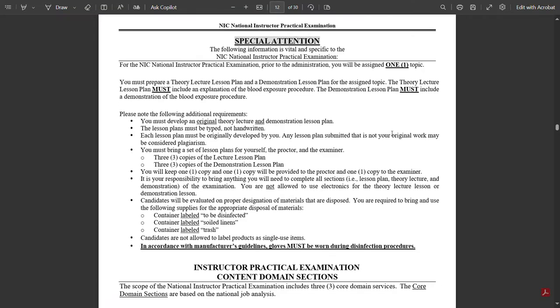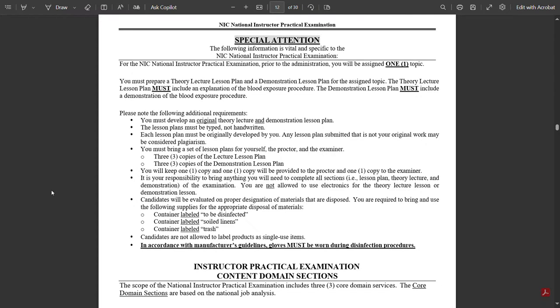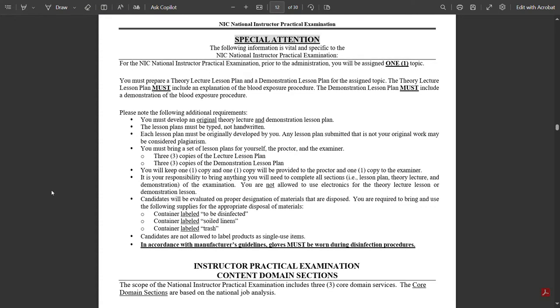Now, here is where we get to what you need to know about the instructor exam specifically. So you will be assigned a topic. Let's just say your topic is color retouch. You will prepare a theory lecture lesson plan and a demonstration lesson plan for the assigned topic. So you'll have two lesson plans total. Both of them need to include blood exposure procedures. They're very serious about that. You'll get docked a lot of points if you don't have that, so we'll talk more about that when we get into lesson plans.